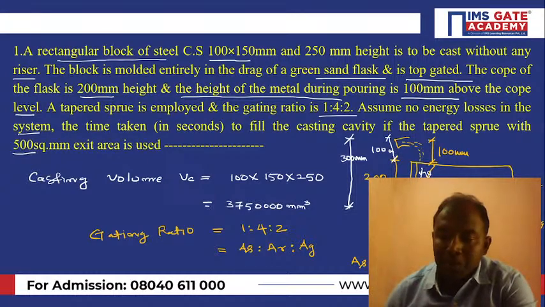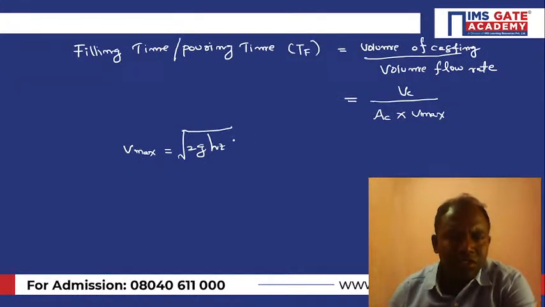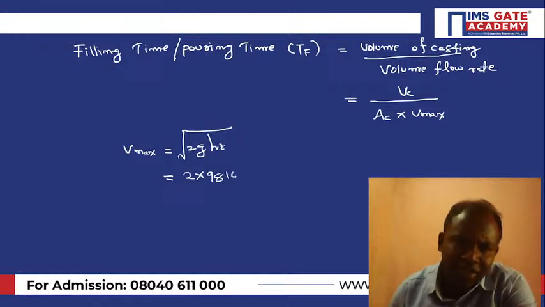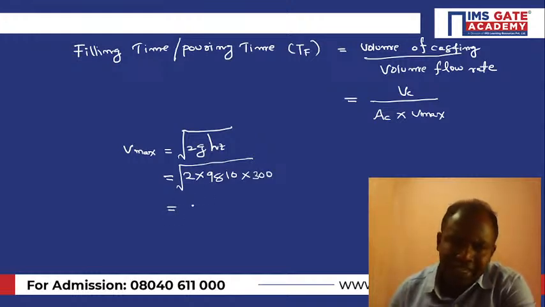All right guys, now here, for that, 2 into G. You have to be very careful guys, because all dimensions are in mm. In that case you have to consider g as 9810, under root 2 into h_t, which is 300, so that you are going to get 2426 mm per second.